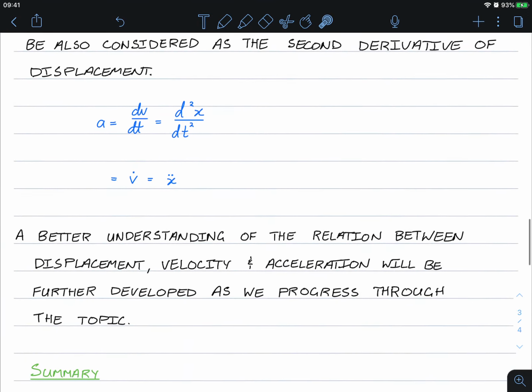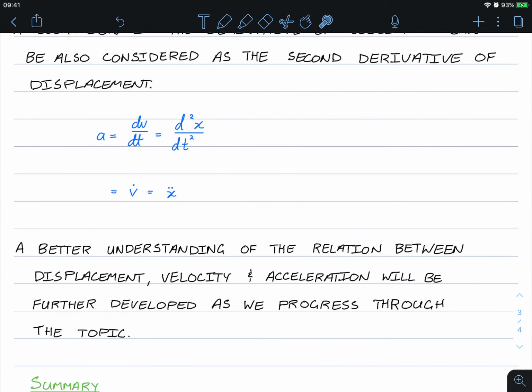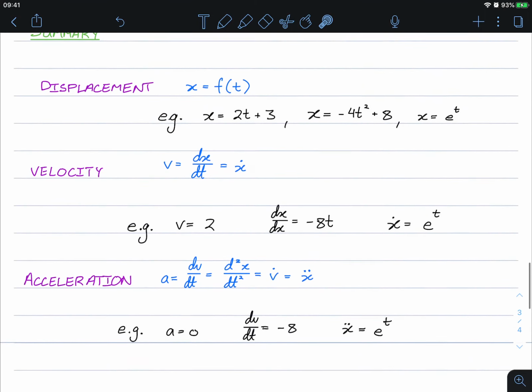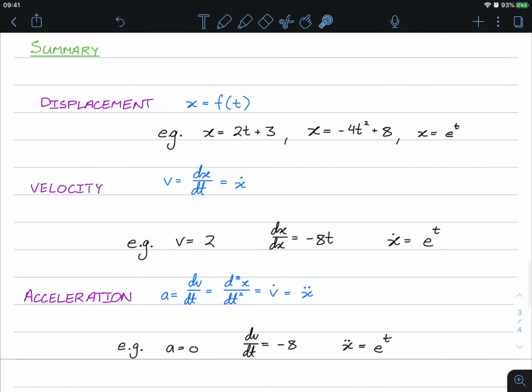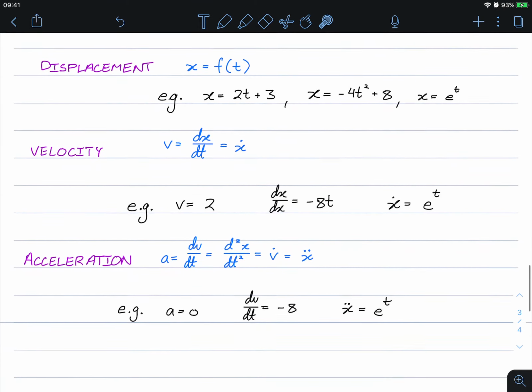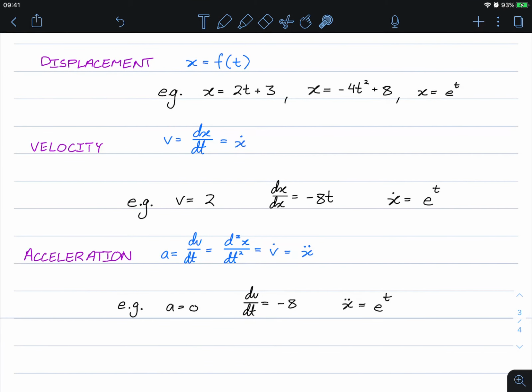A better understanding of the relation between displacement, velocity, and acceleration will be further developed as we progress through the topic. But just in summary, we should learn that displacement is some function x equals f of t. So for example, it might be x equals 2t plus 3, negative 4t squared plus 8, or even e raised to t. The velocity, the instantaneous velocity, is the derivative of the displacement.